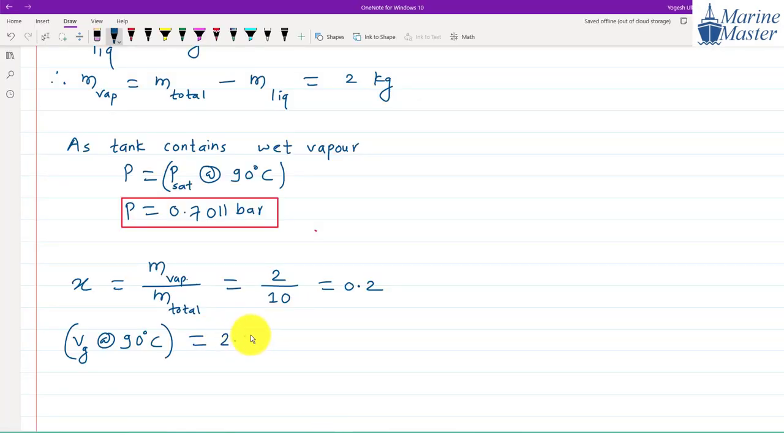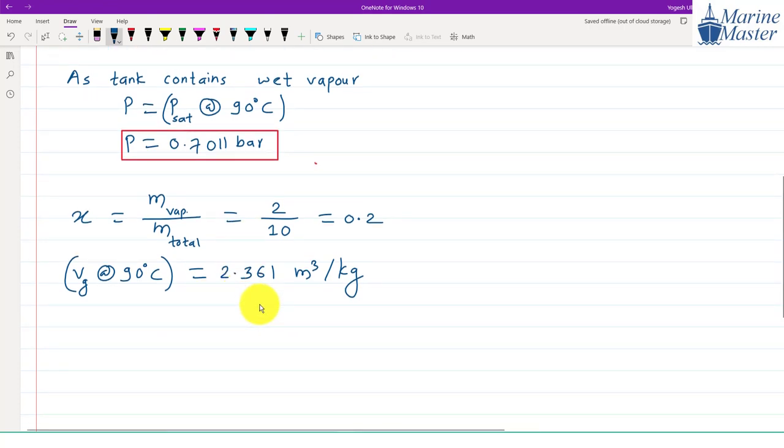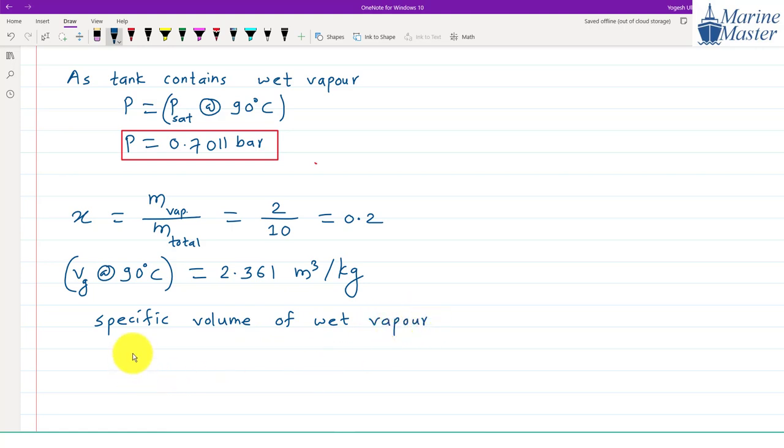So 2.361, and the unit will be meter cube per kg. So we got the value of Vg at 90 degrees Celsius. Now, what is the relation for the specific volume of wet vapor? Specific volume of wet vapor will be equal to what?